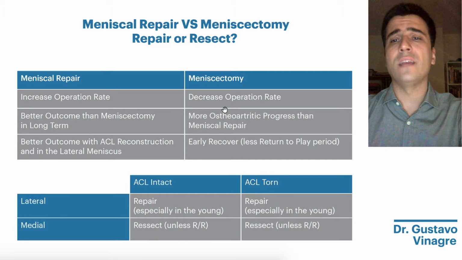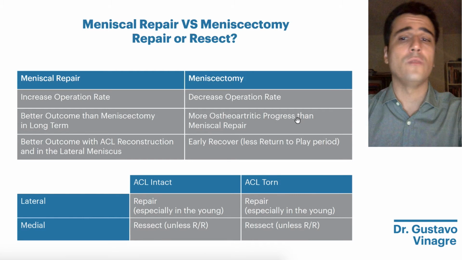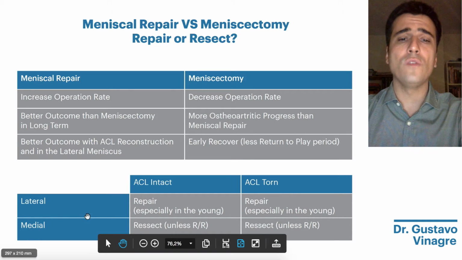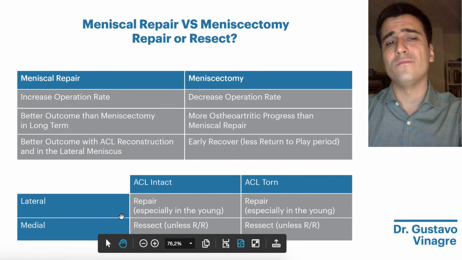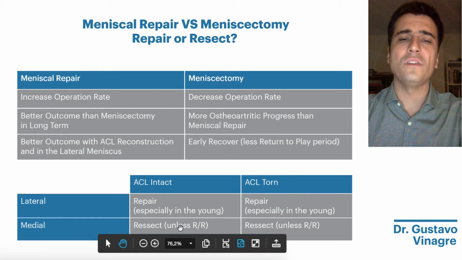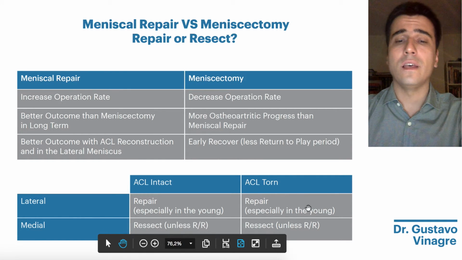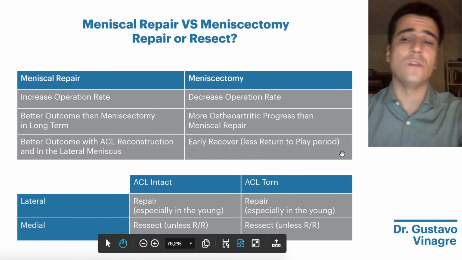On the other side, meniscectomy decreased the reoperation rate. It has more osteoarthritis progression than a meniscal repair, but it has an early recovery and a shorter return to play period. So if you think about the lateral meniscus, you should consider repairing it, especially in young patients. And if you consider a medial meniscus, you should resect it, unless it is in the red zone.